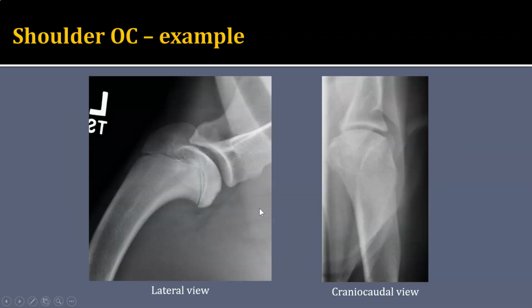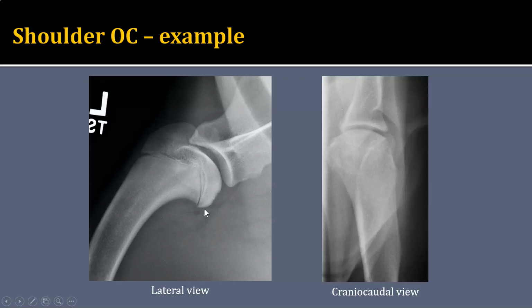These are orthogonal views of a different patient that has osteochondrosis of the shoulder. In the caudal aspect of the humeral head, again identified on the lateral view, we see this flattened area with some subtle lucency and then surrounding subchondral sclerosis. This patient does not have any mineralized flaps that I identify or osteochondral fragments. Also has nice smooth articular margins, so no secondary osteoarthritis.